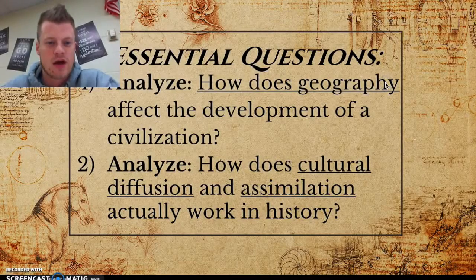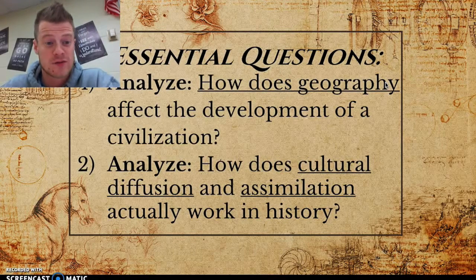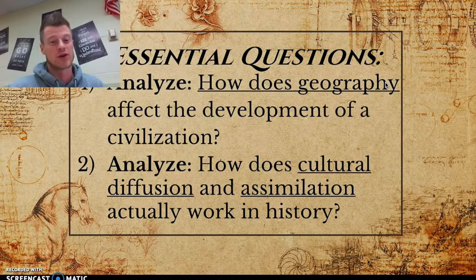Okay, so a couple of essential questions are always going to guide you through any mini lesson that I ever do on here. First of all, how does geography affect the development of a civilization? And then second, how does cultural diffusion and assimilation actually work in history? So for the first one, how does geography influence the way that people live and how they express themselves and the things they decide to do?